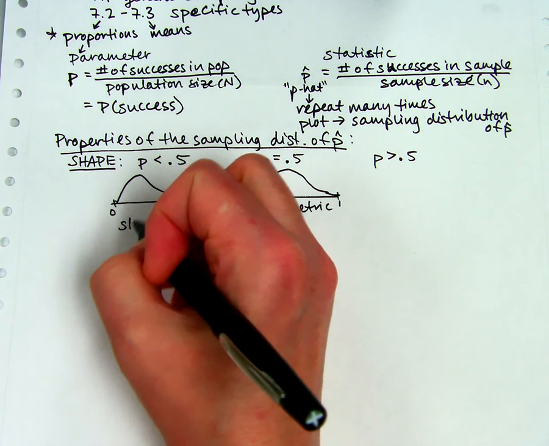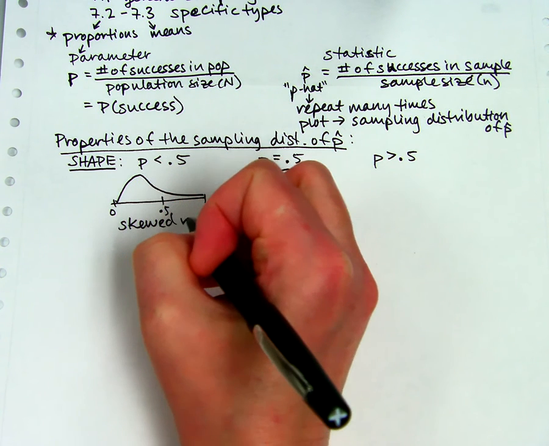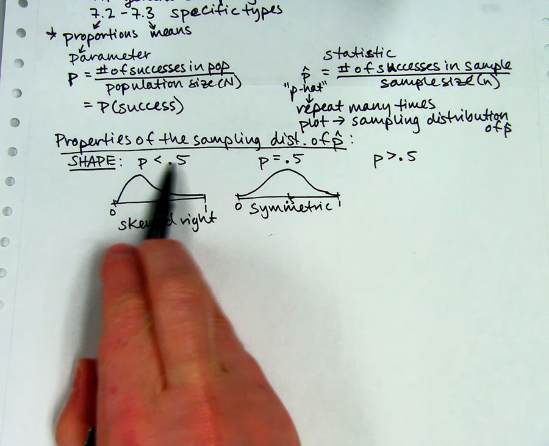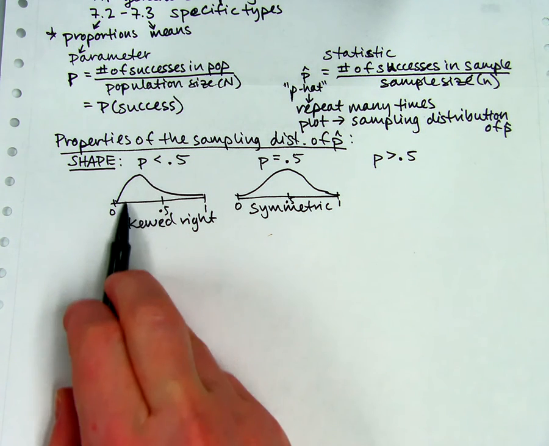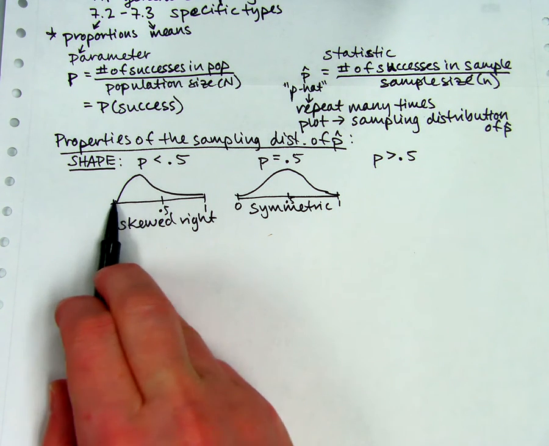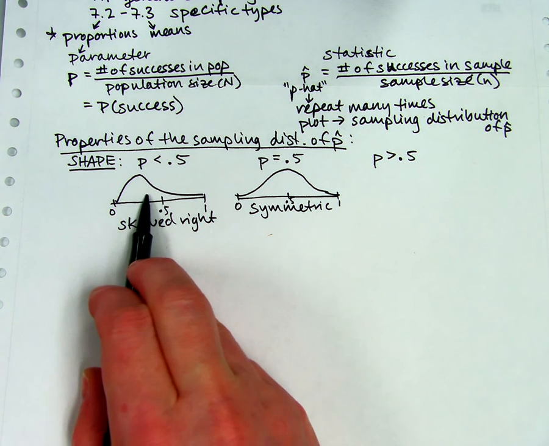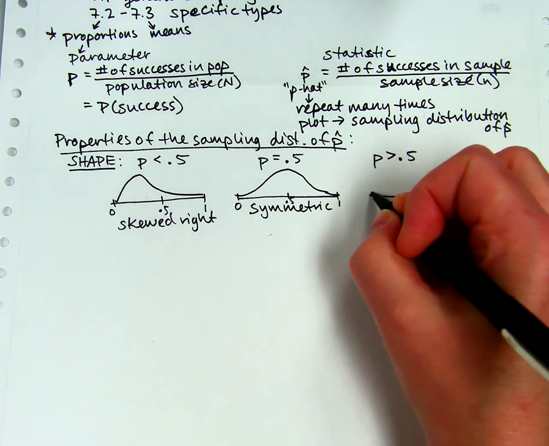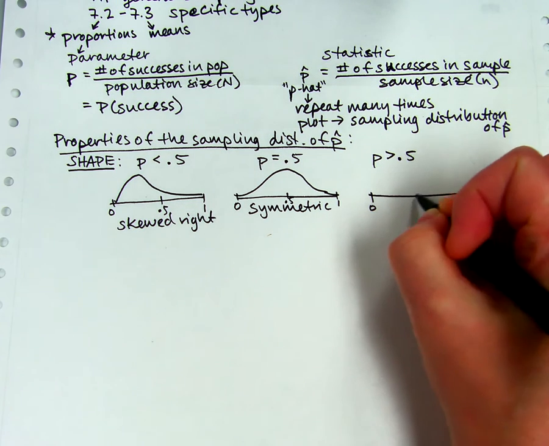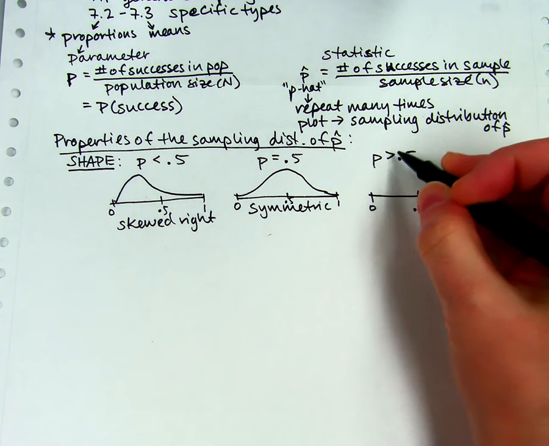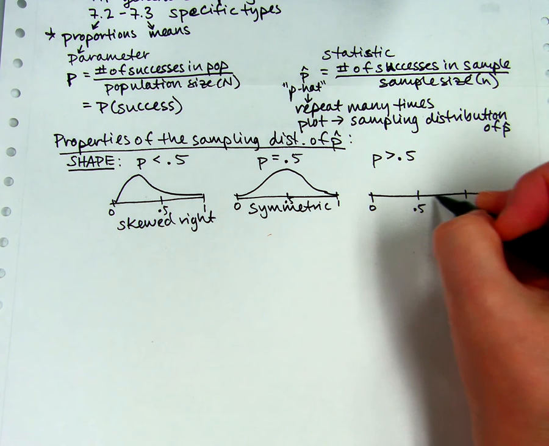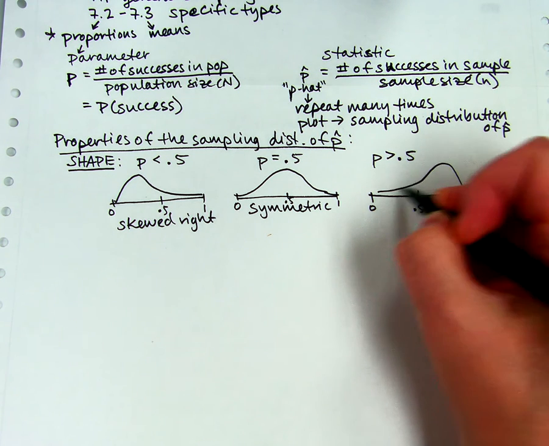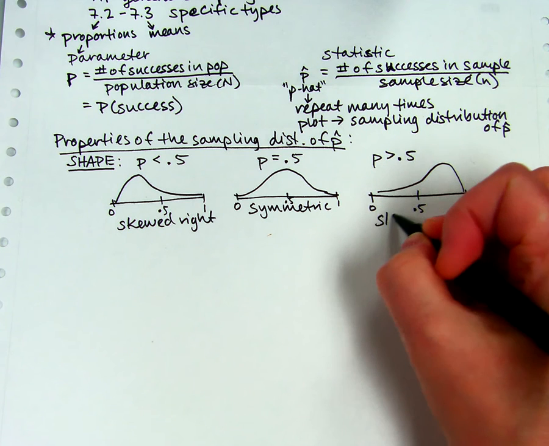I had to stop and think about that. Because if p is less than 0.5, then p hat is usually less than 0.5. These are all the different possible p hats from different samples. And then the same thing happens in the other direction, 0 and 1 and 0.5. If the true value is bigger than 0.5, then most of the p hats would be over here and not so many on the other side, and that would be skewed left.